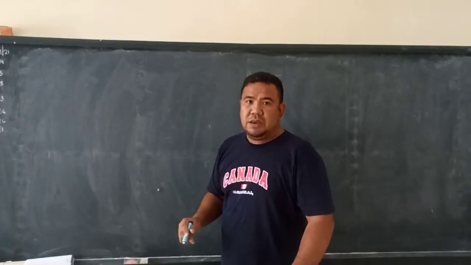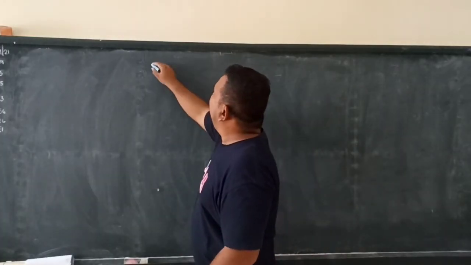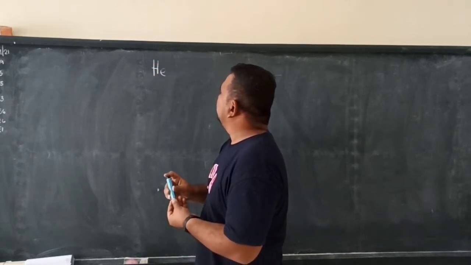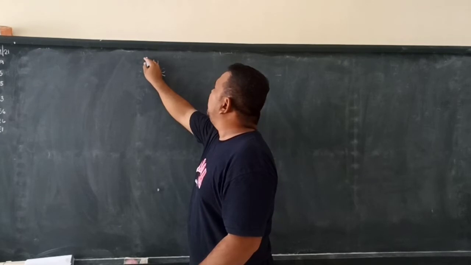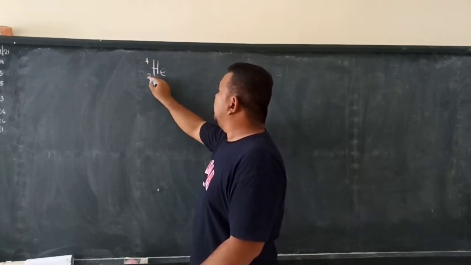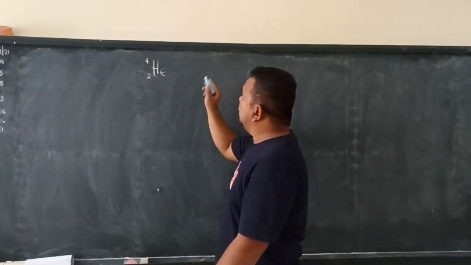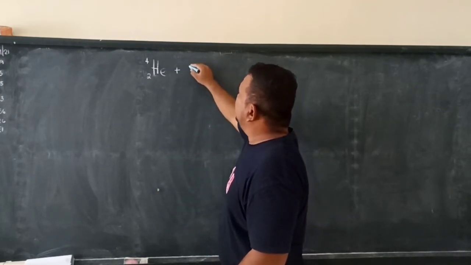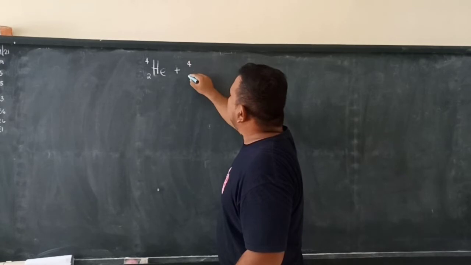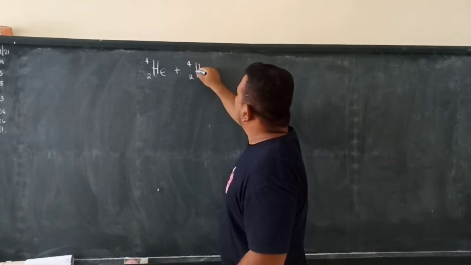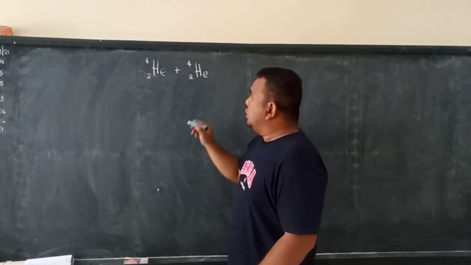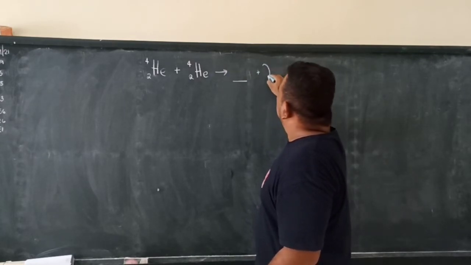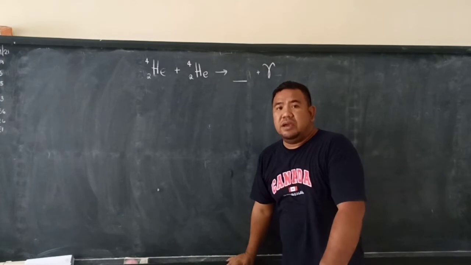Let me pause a bit. Okay, let us say you have 2 helium atoms. You have 4 nucleons for helium and 2 protons for helium. Then you're going to add another one, which is another helium. What element will be created if it only emits a gamma radiation?